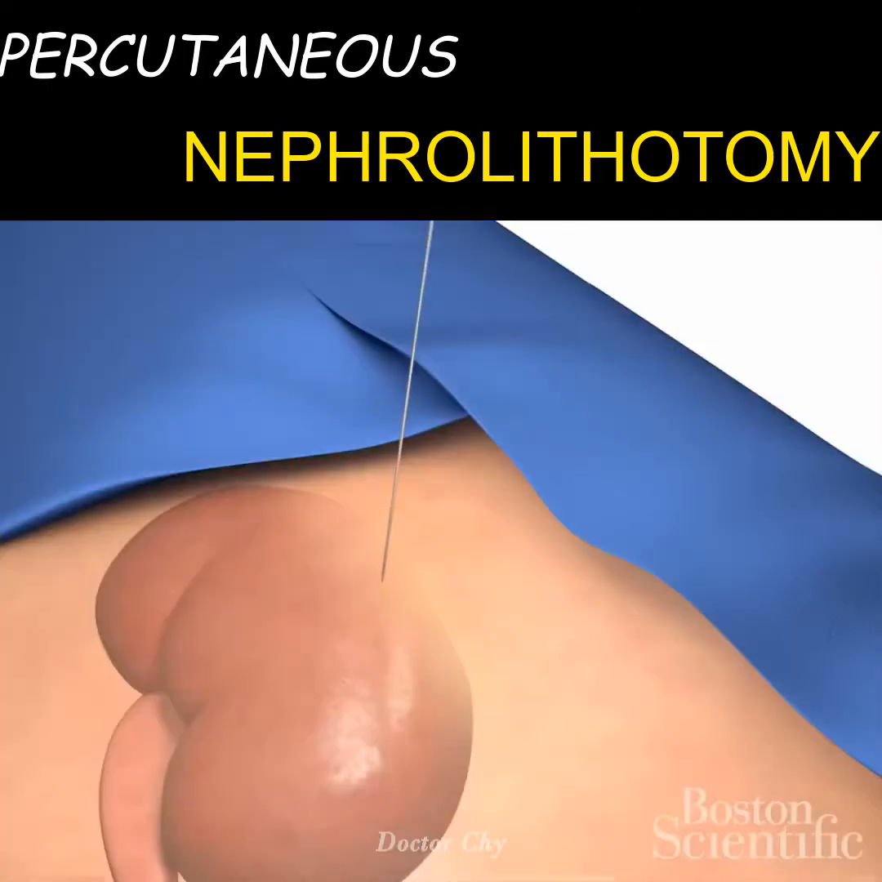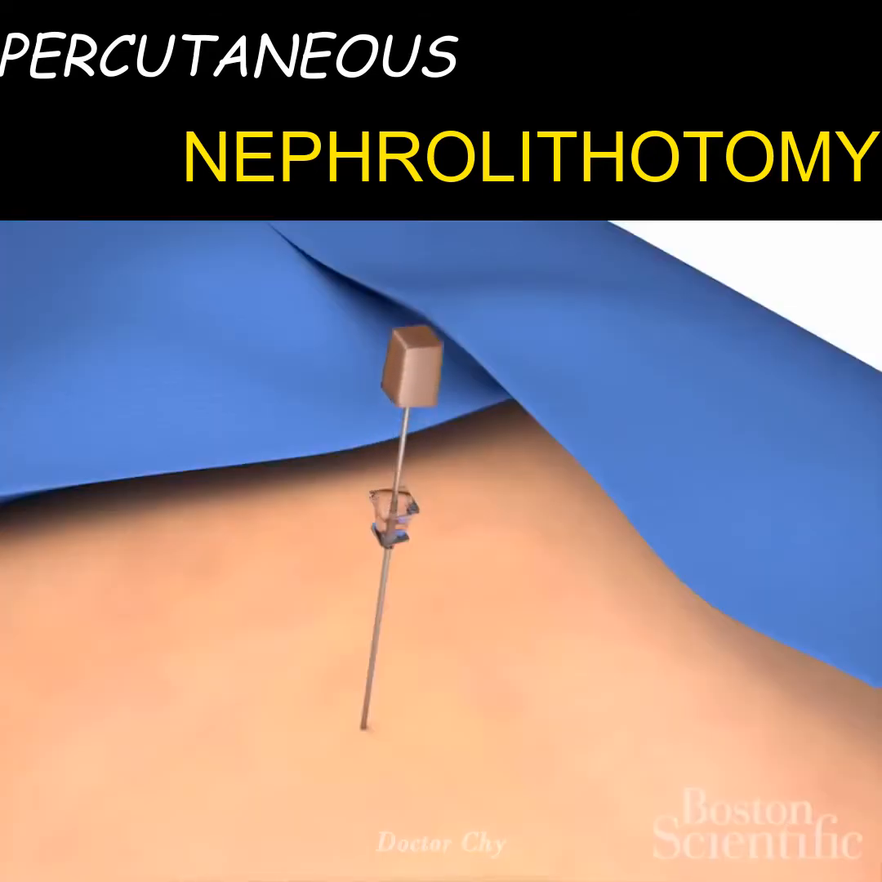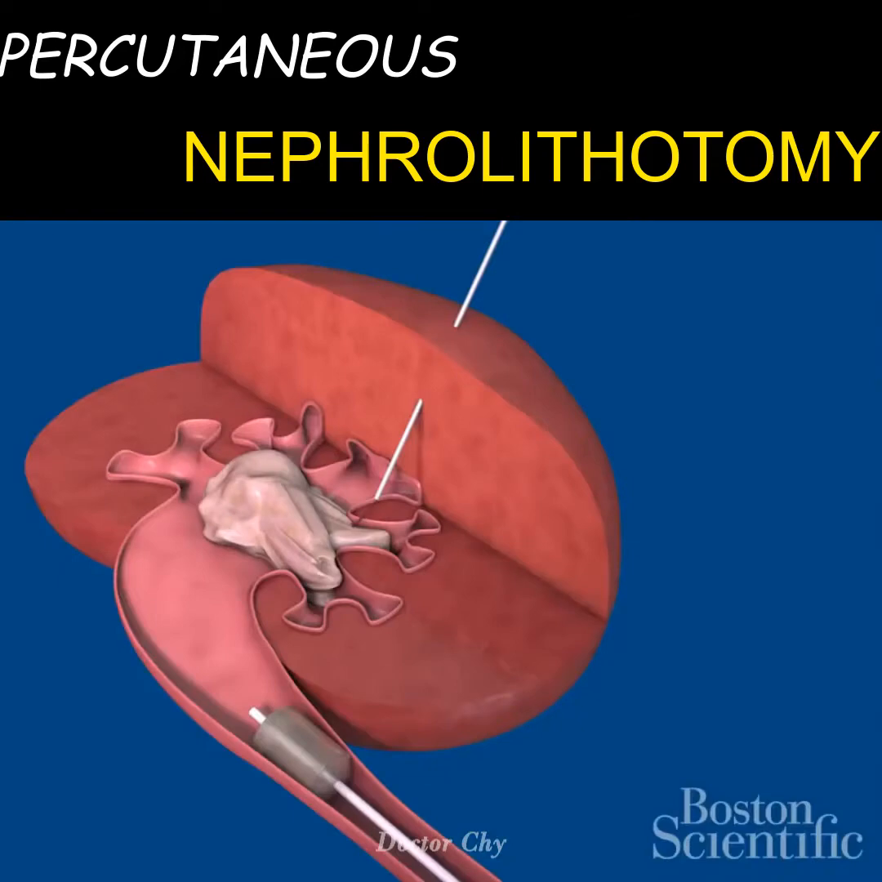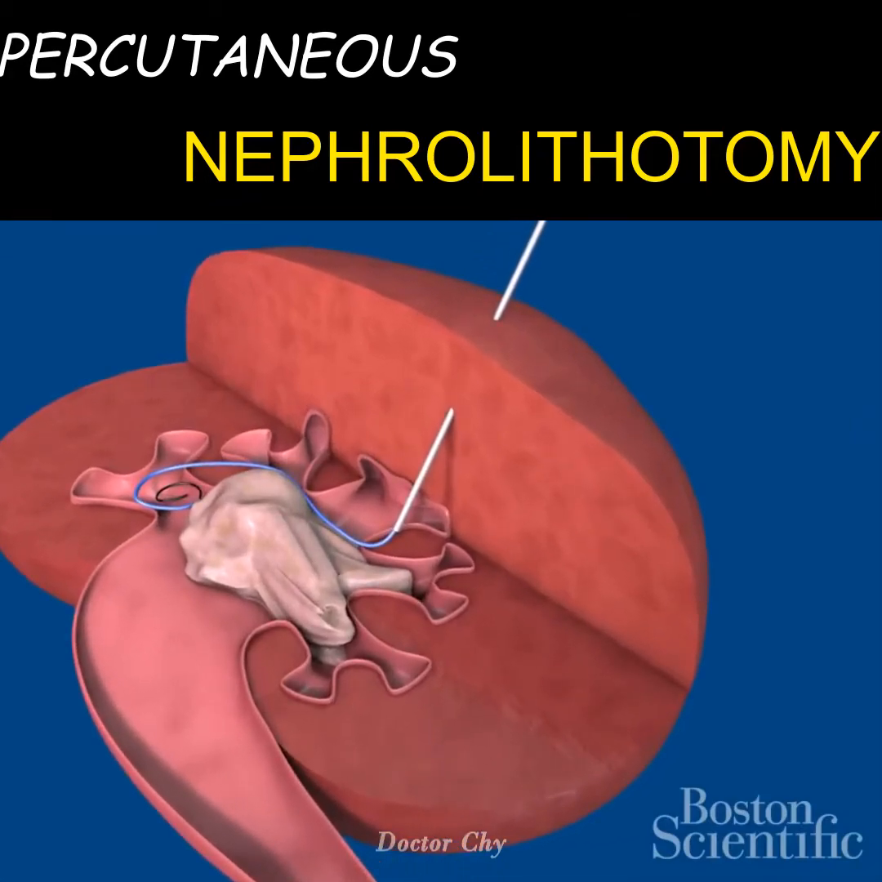Direct an entry needle straight into the calyx until contact is made with the stone. Remove the core of the needle. Urine drops confirm access into the kidney. Insert the wire through the needle sheath. Deflate the occlusion balloon and remove it. Slide the needle sheath off the wire and remove it from the kidney.